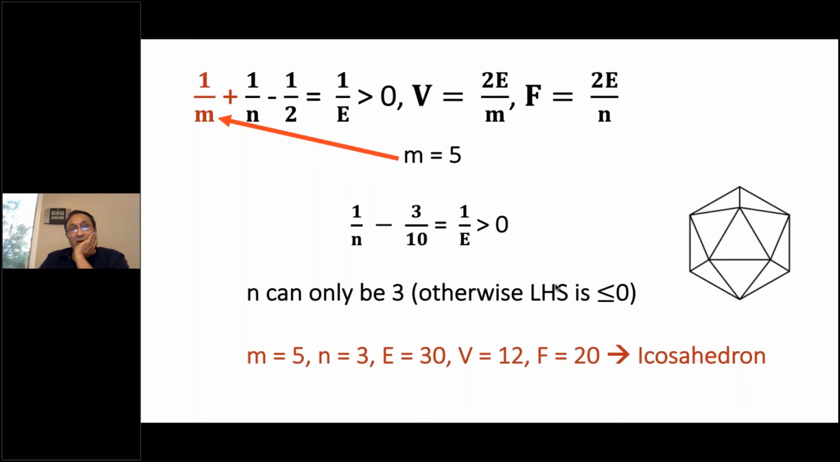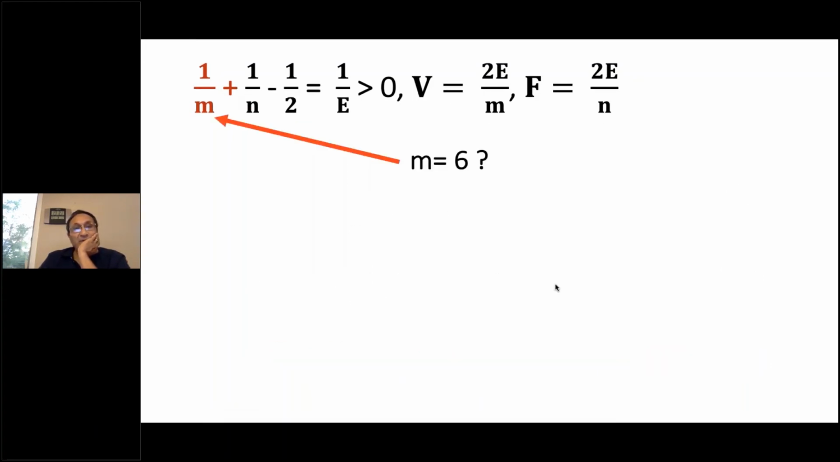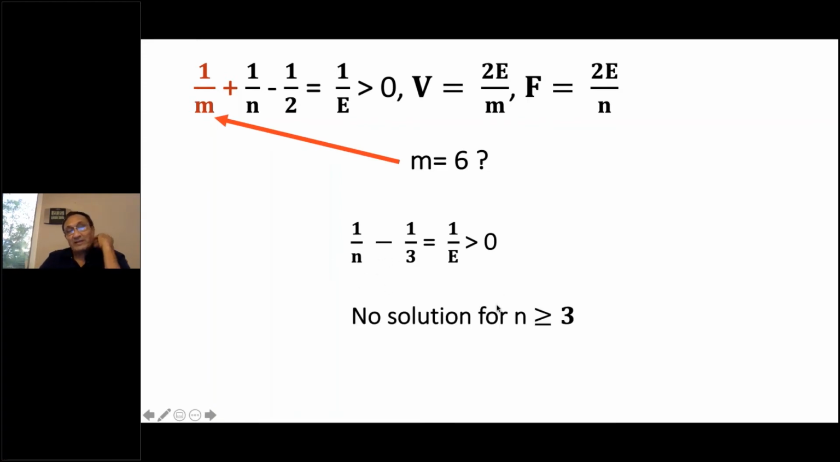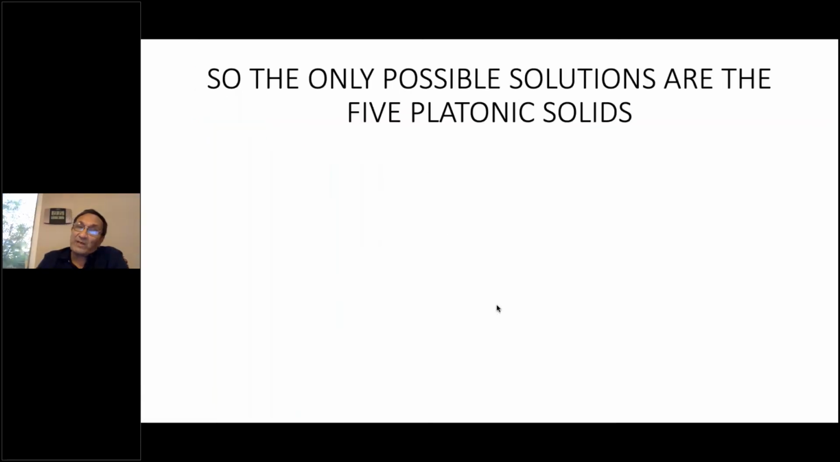Now you might say, well, what about higher values of n? Can n be bigger than 5? Let's try. Let's put n equals 6. Then you get this equation: 1 over n minus 1 over 3 equals 1 over e. But we know that n has to be greater than or equal to 3, and e has to be finite. So there's no number n which satisfies this equation. This equation has no solution. So the solutions that we found are the only solutions of this equation.